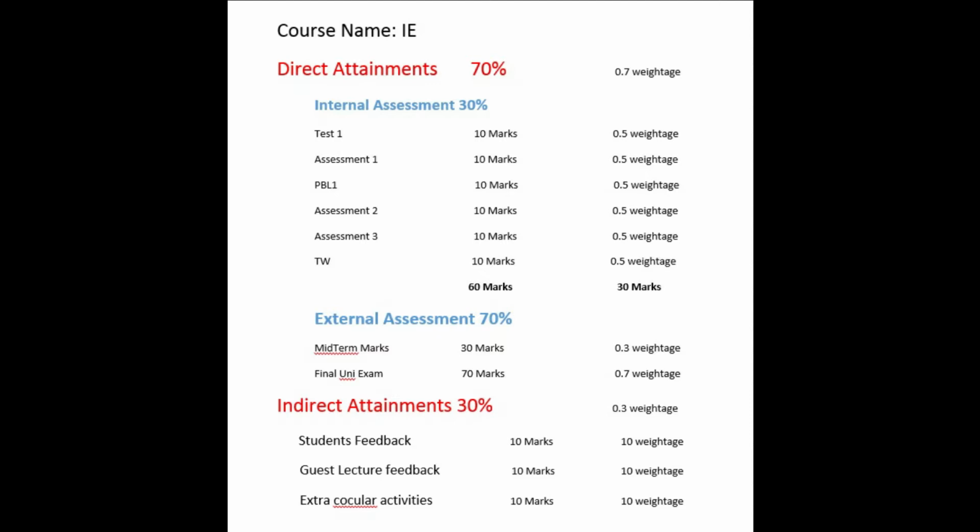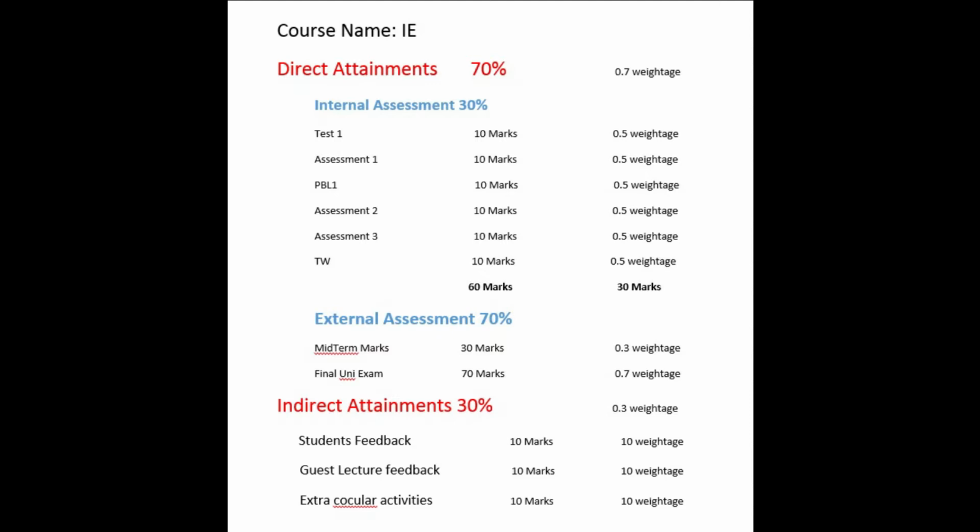Here you can see in direct attainment we have given 70% weightage and indirect attainment we have given 30% weightage. In direct attainment there is test, assignment, term work, so its total should be 30% weightage, while in external assessment there is a midterm examination and final university examination which is having 70% weightage. So adding 70 plus 30 gives 100%, and you need to convert that 100% into 70%, which is for direct attainment.